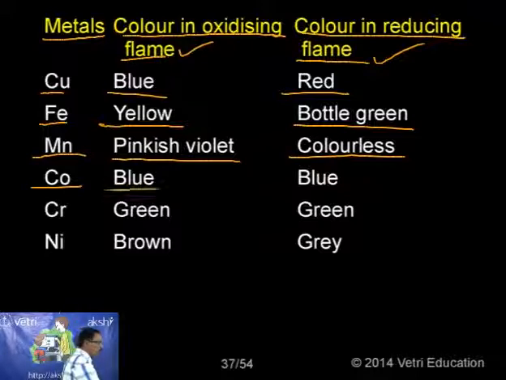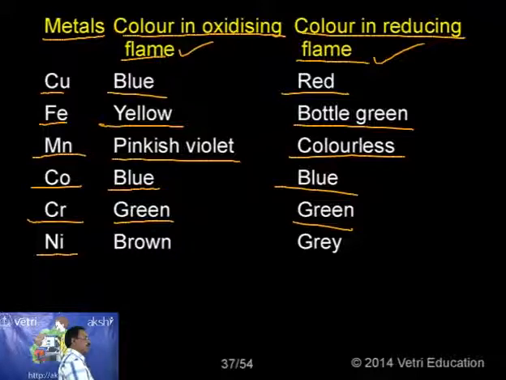In both cases cobalt gives blue color, that is, blue in the oxidizing flame as well as in the reducing flame. So whenever we get blue, we think of cobalt. Chromium is another interesting one. Chromium gives green color in both cases, in the oxidizing flame as well as in the reducing flame. The last one is the nickel ion. Nickel gives brown color in the oxidizing flame and grey color in the reducing flame.